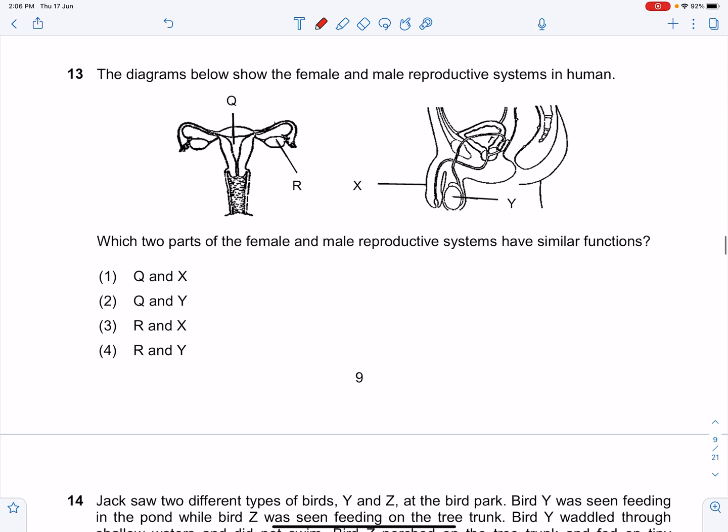Next, the diagram below shows the female and male reproductive system in humans. Which two parts of the female and male reproductive system have similar function? My answer would be very straightforward. R and Y. Now, R is the ovary, just in case you don't know, I'm going to pen it down. And Y is the testis. Now, the primary function of these two parts is to produce the sex cells. For the ovary it will be the egg, and for the testis it will be your sperms. So your answer would be R and Y, answer number 4.